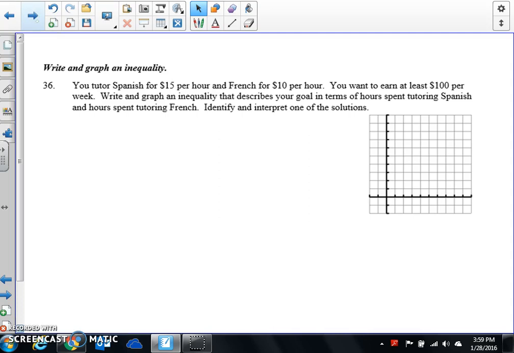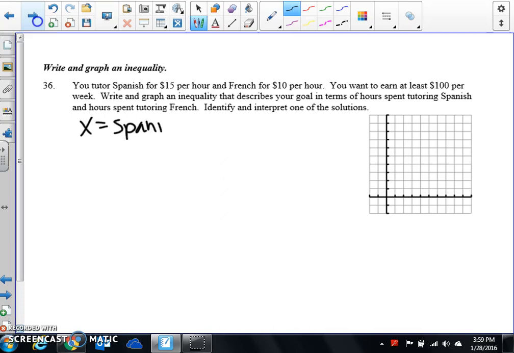Write and graph the following inequality. All right, you tutor Spanish for $15, so X is going to be Spanish. You tutor French for $10. You want to earn at least $100 per week. Write and graph an inequality that describes your goal in terms of hours spent tutoring Spanish and hours spent tutoring French. Identify and interpret one of the solutions.